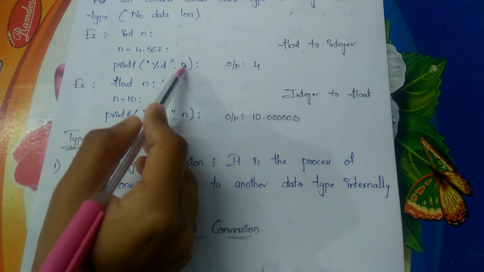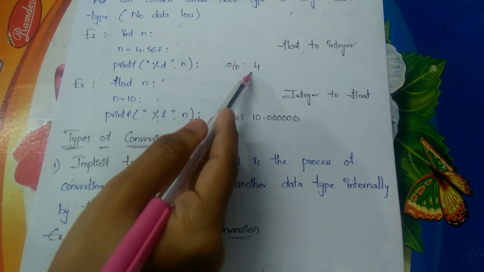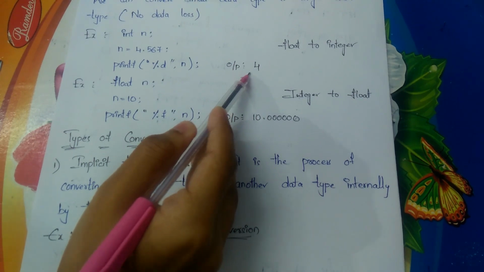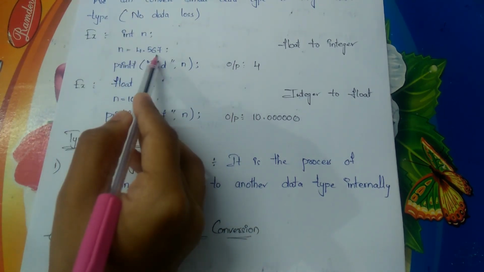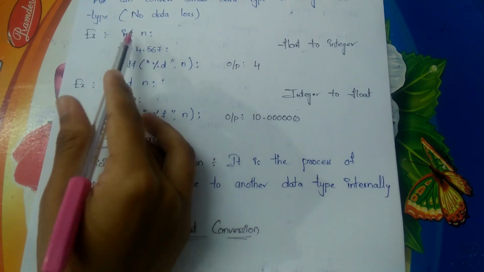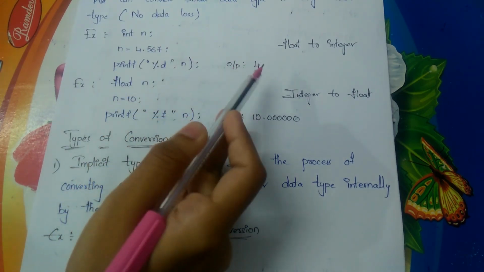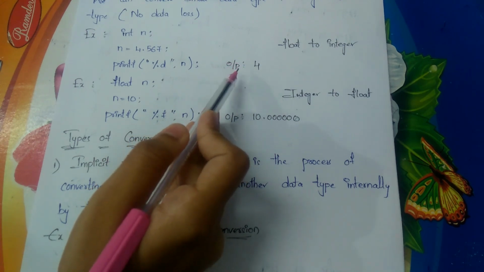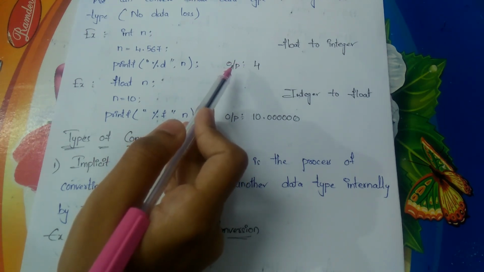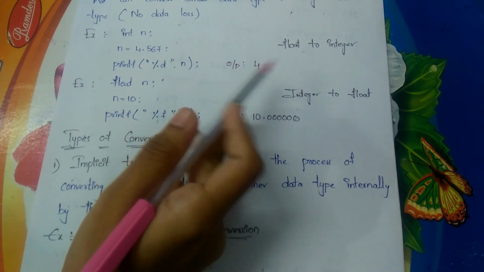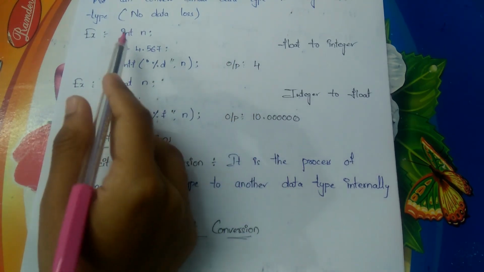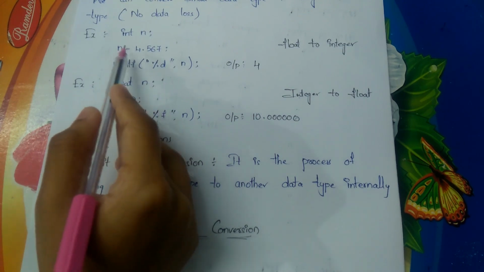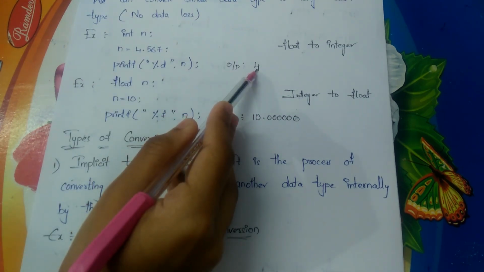When I print the value of n, in the output I get 4, because I declared n as integer. Whatever floating-point value we give here, it is taken as integer data type only. With the integer data type it prints only the integer; it does not print the float values. We can't see the decimal point. I declared it as an integer, so the output is printed as 4.